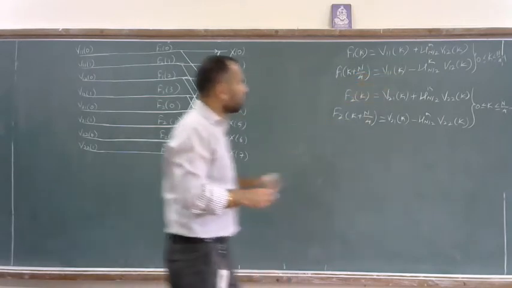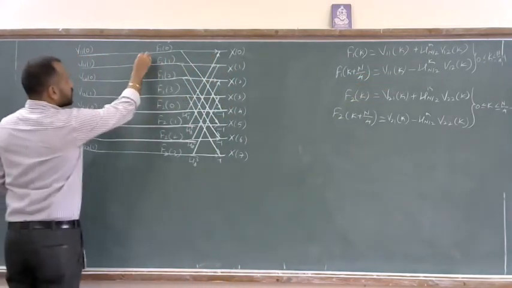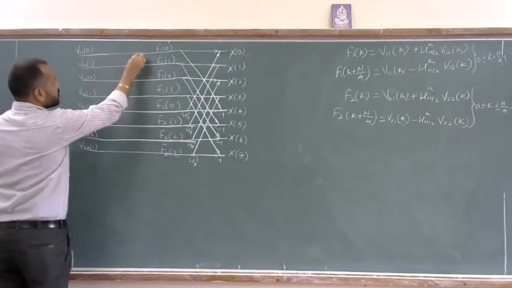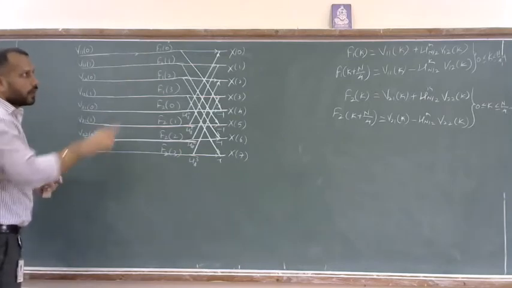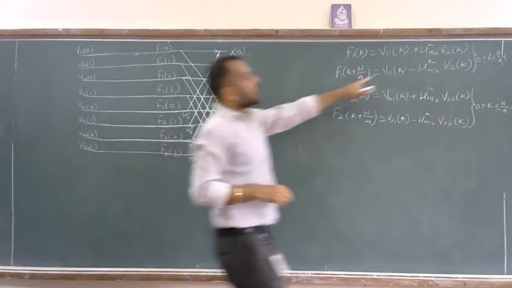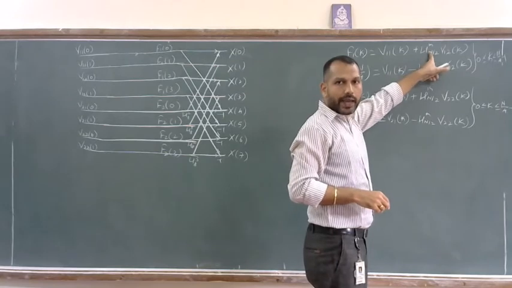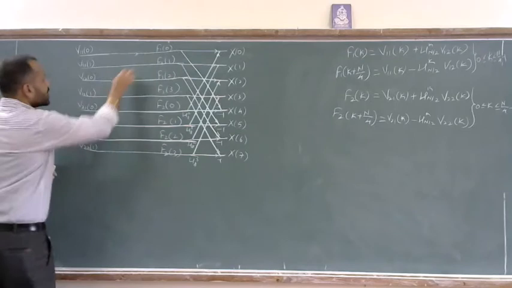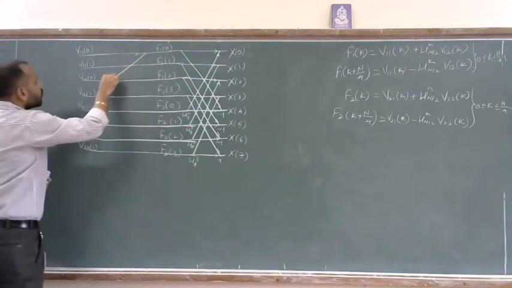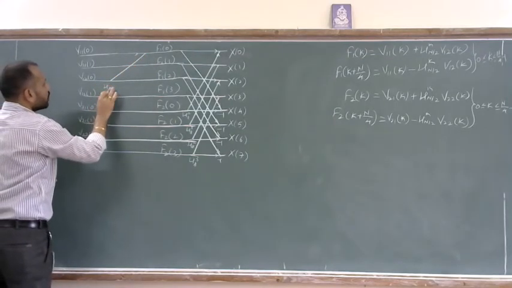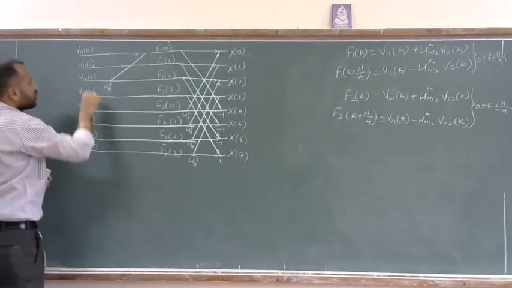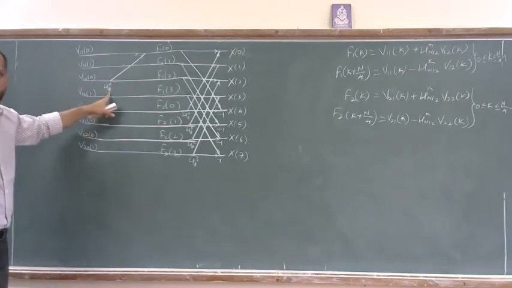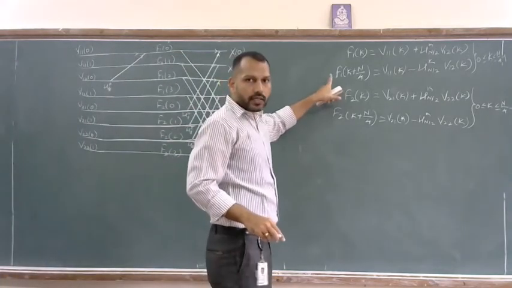And those will be f1 of 0, f1 of 0 will be V11 of 0 plus W_N by 2, N is 8, 8 divided by 2 is 4, W4 to the power 0 multiplied by V12 of 0. Now this will be the connection. And the second equation will give us f1 of 2.